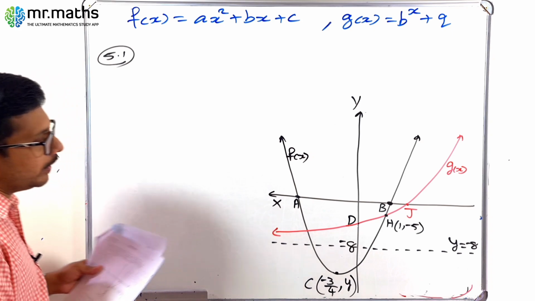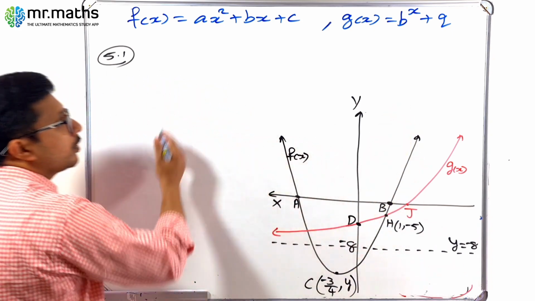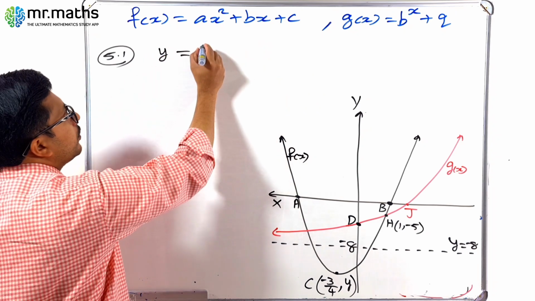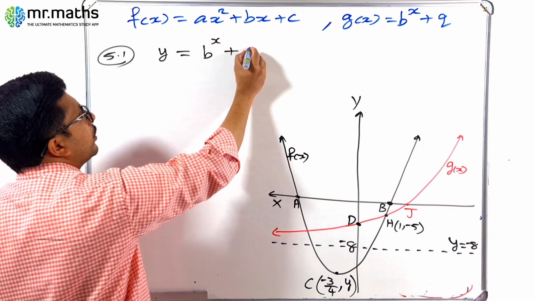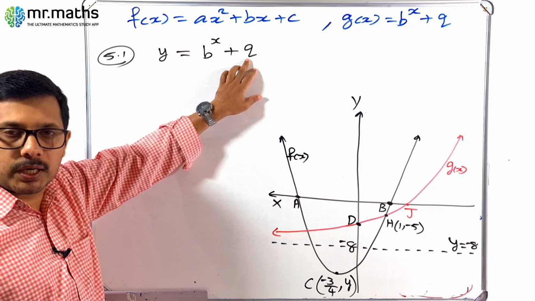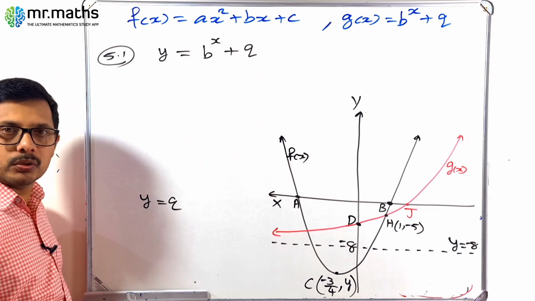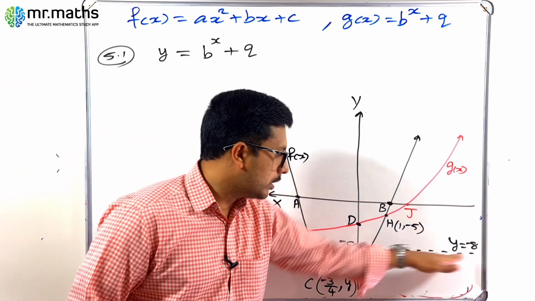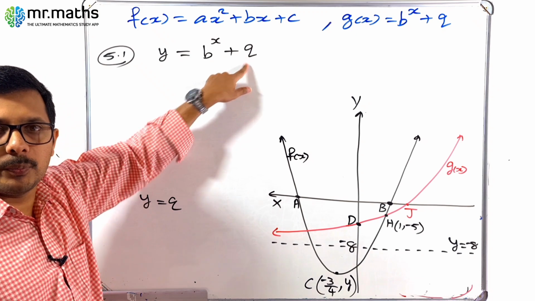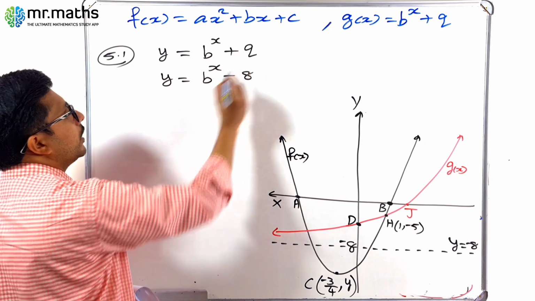Let me write, this point D is a point on this g of x. So let me write that g of x equation here. g of x is the same as y. y is equal to b raised to x plus q. Actually, what is this q? q is the asymptote, am I right? In an exponential function, y is equal to q is the asymptote. So here what is the asymptote? Here it is given as minus 8 is the asymptote. So it means that the value of q is minus 8. So y is equal to b raised to x minus 8.